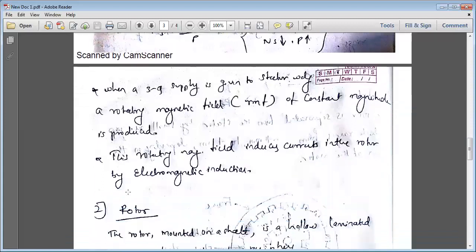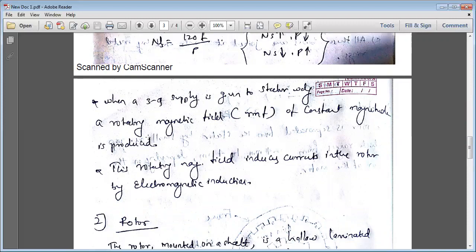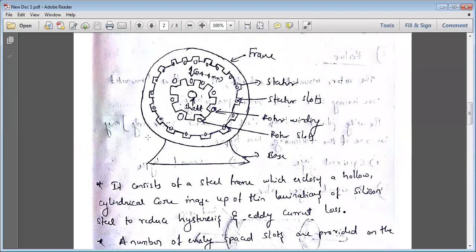The next point is, when a three-phase supply is given to the stator winding, a rotating magnetic field, also called RMF, of constant magnitude is produced. So what happens when you give a three-phase input supply to the stator winding? A rotating magnetic field, simply called RMF, is produced, which has a constant magnitude in the stator winding.